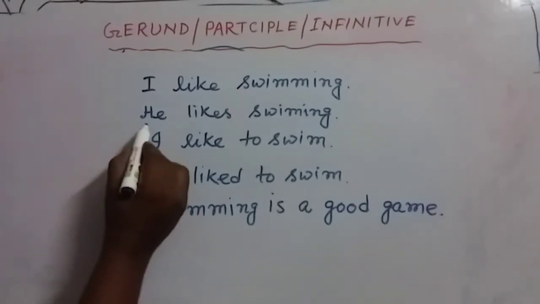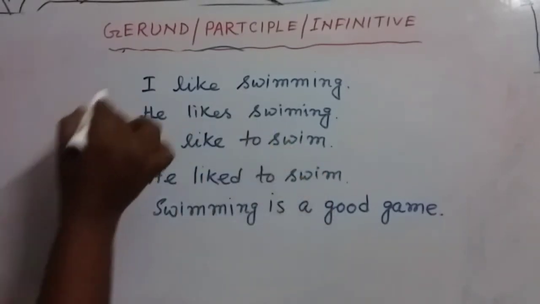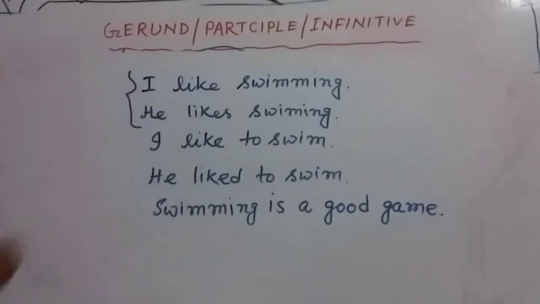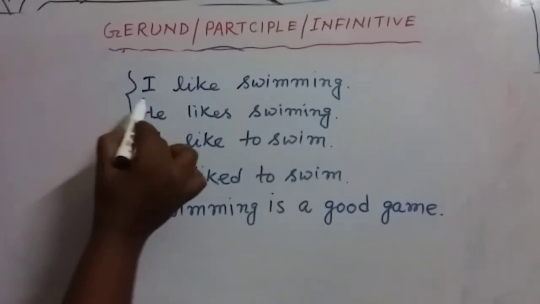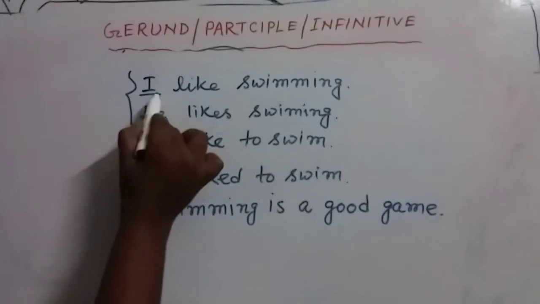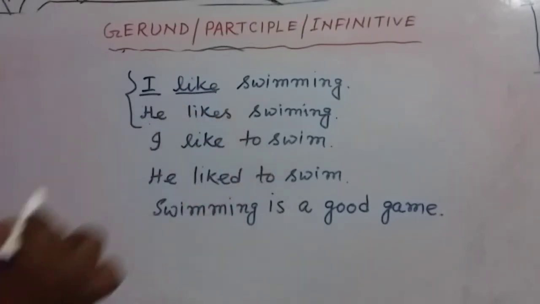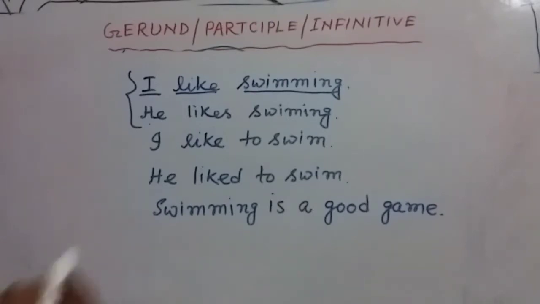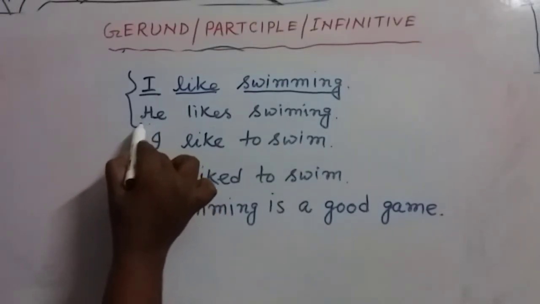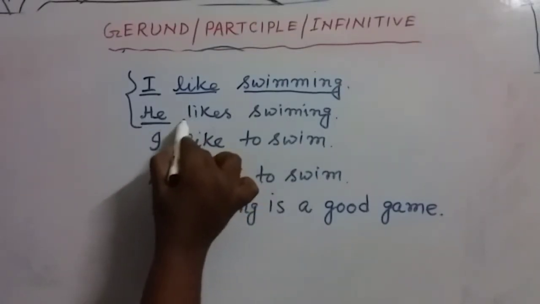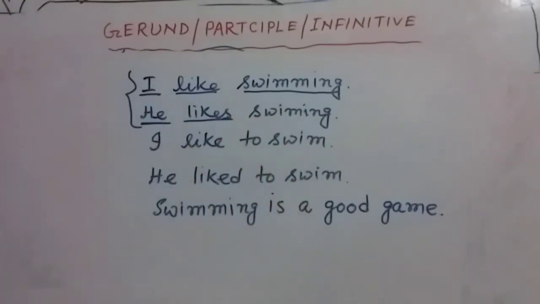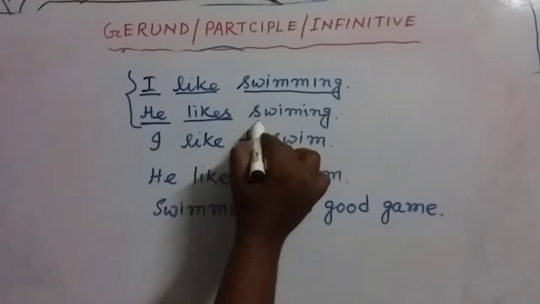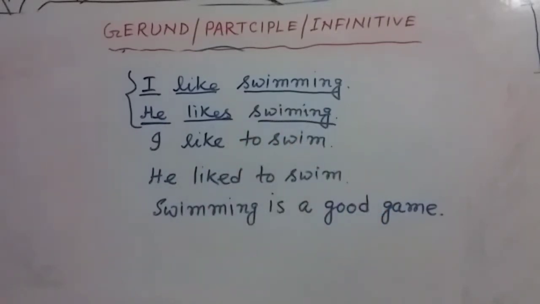In the second sentence, I have written he likes swimming. Just think about this part. Here, the subject is I, that's why we have written like. And this part is the same. In the second sentence, the subject is he, and we have changed the form of the verb. We have added s with the verb. And then swimming is the same.